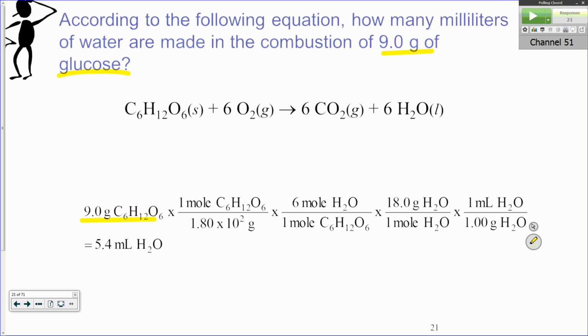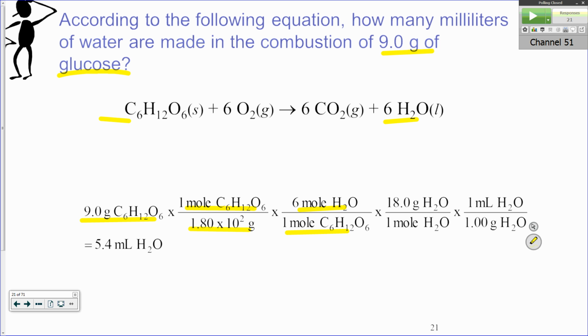All right, and then I'm going to do my conversion. The glucose weighs 180 grams per mole. The authors felt like they needed to put that in scientific notation, so that's the way it is. The stoichiometry is 1 mole of glucose per 6 moles of water. So 1 mole of glucose per 6 moles of water.